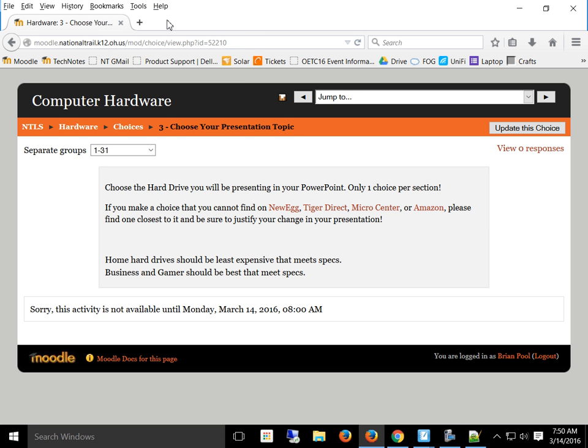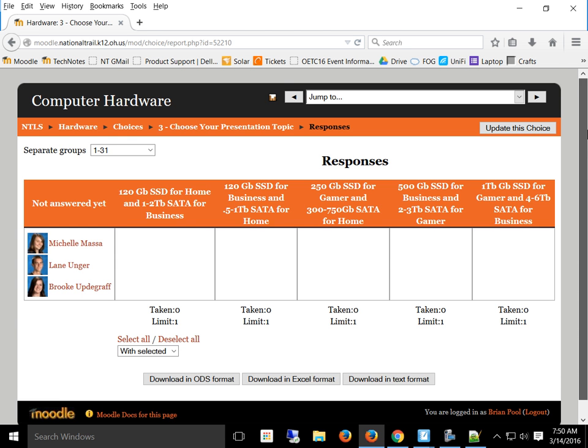So on the choices, first of all, you're going to have two choices, just like you did on the other ones. One's for home or business or gamer, and one's for the other one. If one of your choices is home, it should be the least expensive you can find within the specs that I'm giving you. However, the business and gamer one should be the best ones that you can find to meet the specs. And we're assuming that you're trying to find something less expensive for your home than if you had unlimited funds and you were doing it for business or if you're a gamer.